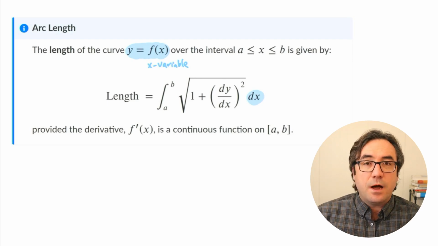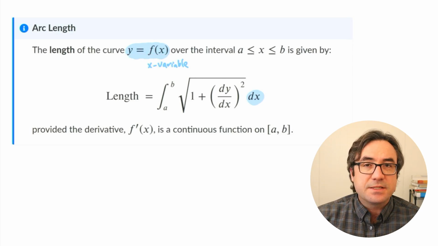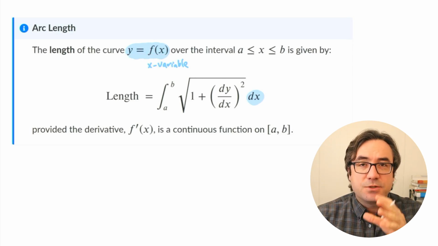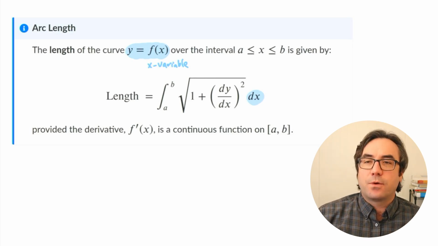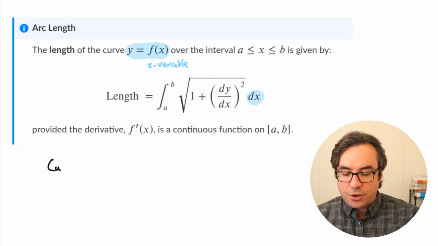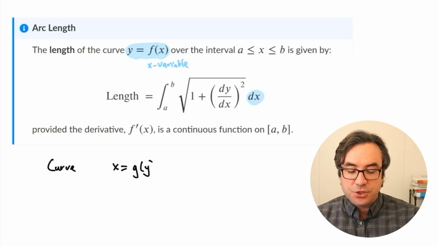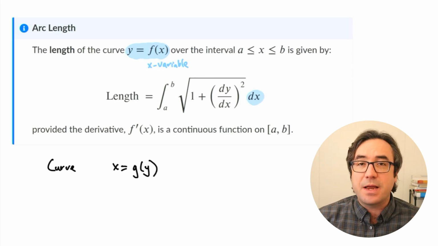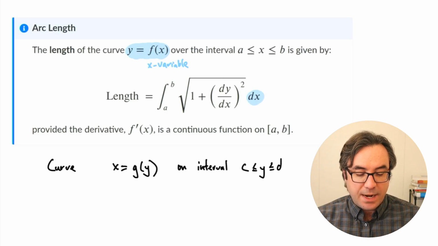Now we will also look at curves where maybe they're not written exactly like this. Maybe they're not written as y equals. Maybe they're written as x equals, and there's a very similar formula. So we'll also see if we have a curve given in the form x equal to some function of y, where y is going to be our main variable, and we have an interval for y, maybe let's use c and d, where y is between c and d.